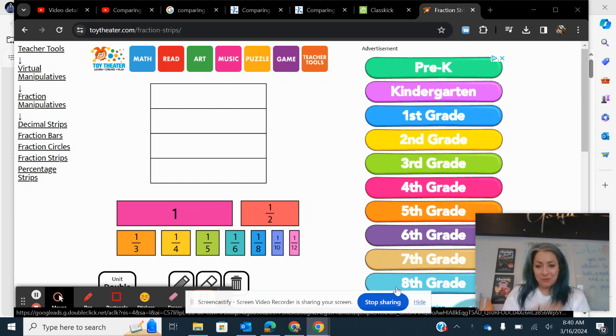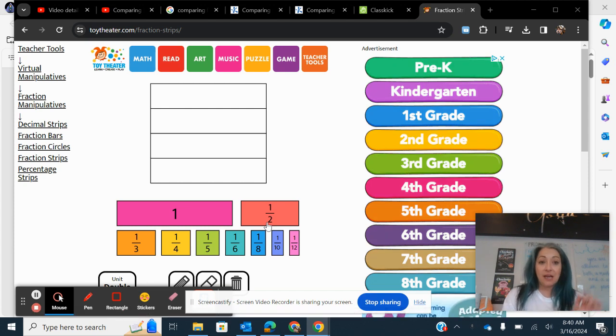So remember, when we compare fractions, we're looking to see which is bigger or smaller, and then we can use the symbols to compare the two fractions. What I want to show you is fraction bars, and I just want you to look at the size as I keep putting them up.